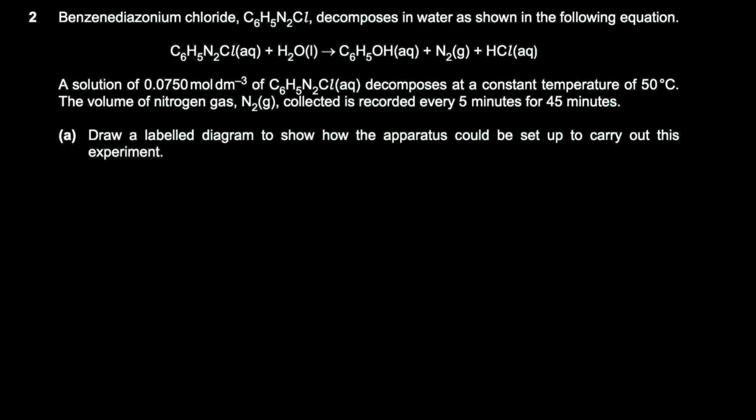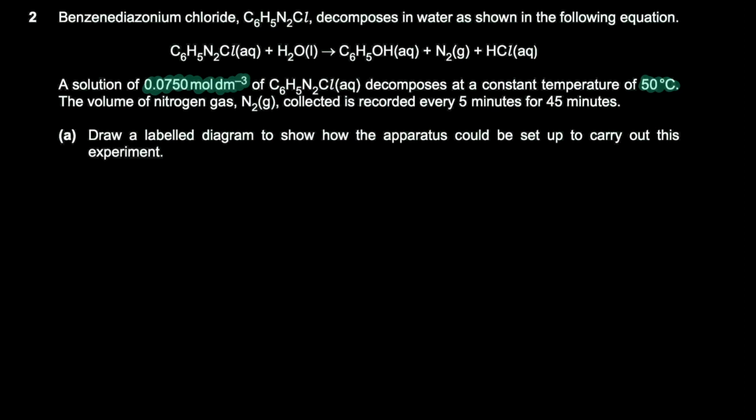So here we have question number 2, which says benzene diazonium chloride decomposes in water as shown in the following equation. A solution of 0.075 mole per dm cube benzene diazonium chloride decomposes at a constant temperature of 50 degrees Celsius. The volume of nitrogen gas collected is recorded every 5 minutes for 45 minutes. Draw a labeled diagram to show how the apparatus could be set up to carry out this experiment.